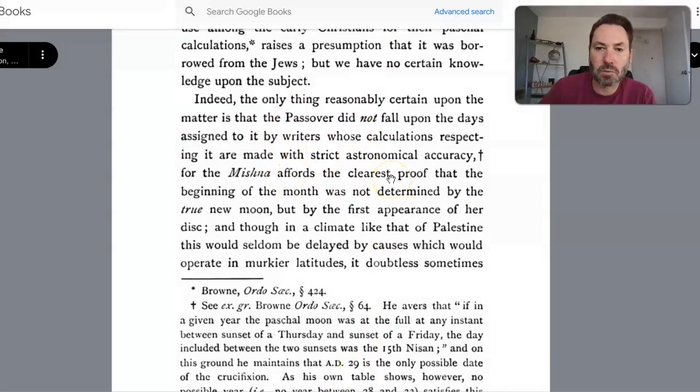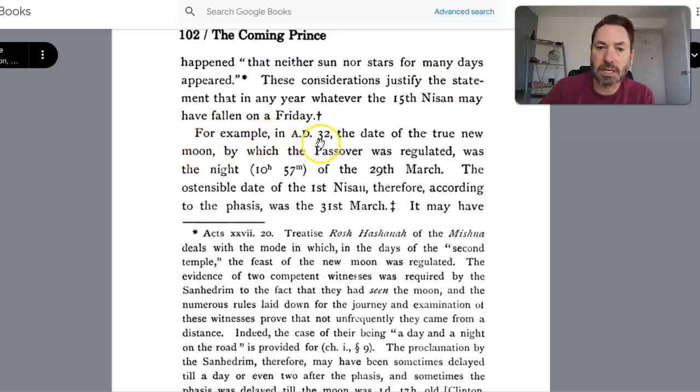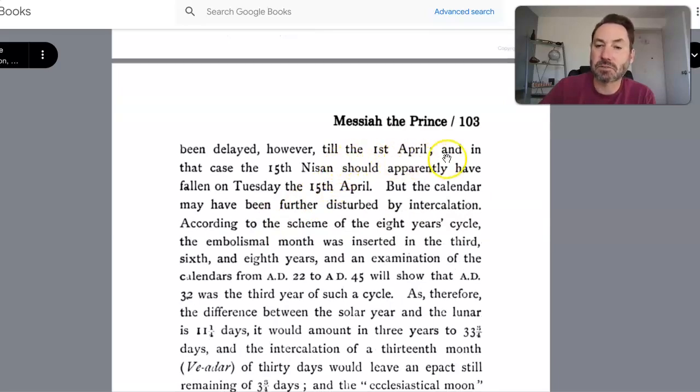So we'll start here on page 101, where he says, "For the Mishnah affords the clearest proof that the beginning of the month was not determined by the new moon, the true new moon, the astronomical new moon, which we calculate, but by the first appearance of her disk. So by citing the crest of the new moon, that's the first day of the month." So he says, for example, in AD 32, the date of the true moon by which the Passover was regulated was the night of the 29th of March. The ostensible date for the first of Nisan, therefore, according to this phases, was the 31st of March. He says, it may have been delayed, however, till the 1st of April, and in that case, the 15th of Nisan should apparently have fallen on Tuesday, the 15th of April.